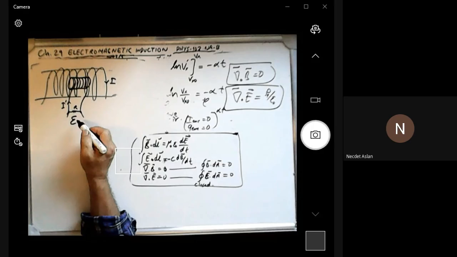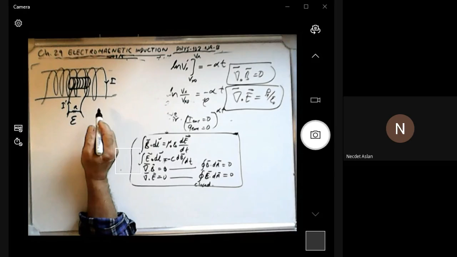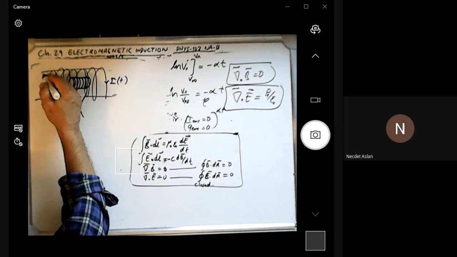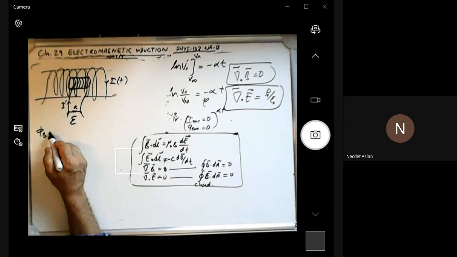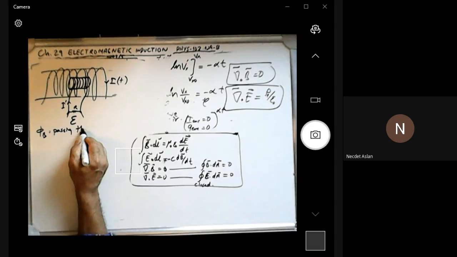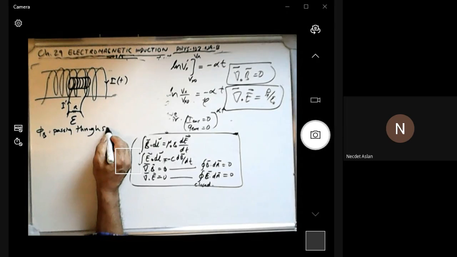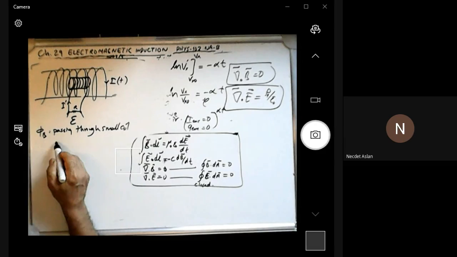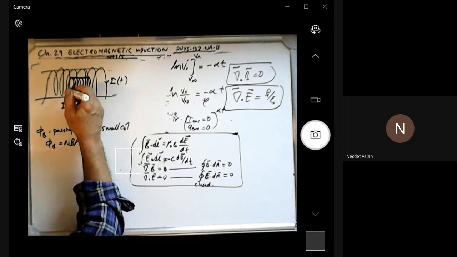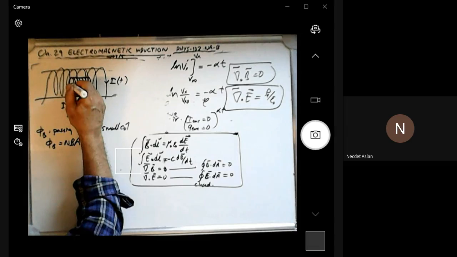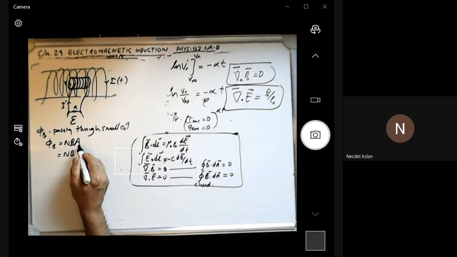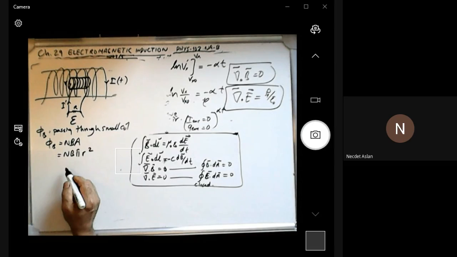Okay, so now if this current is changing in time due to the big solenoid, then the magnetic flux passing through the small coil is nothing but N times BA. But now if you look at this A, if you say that this is R, it's N times B times area, which is pi R squared.